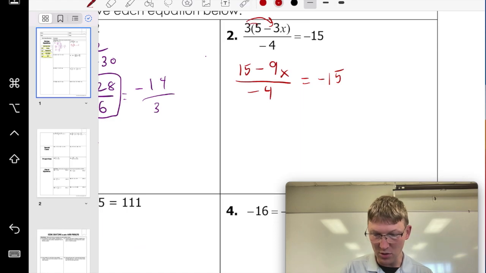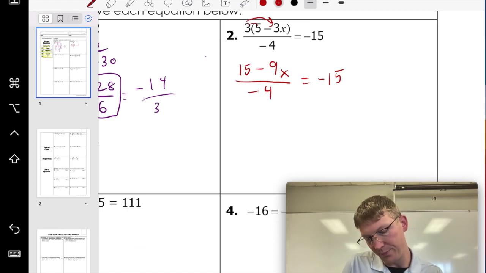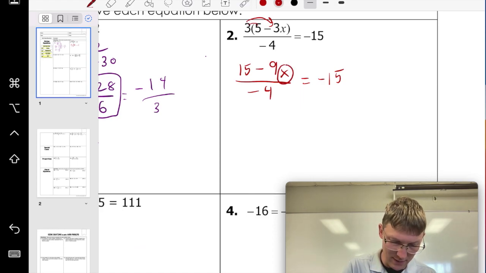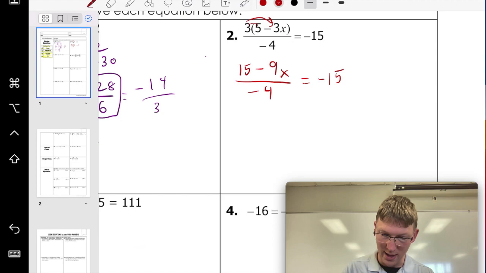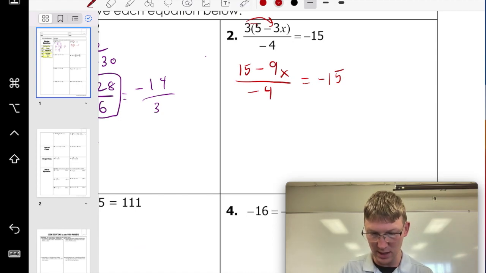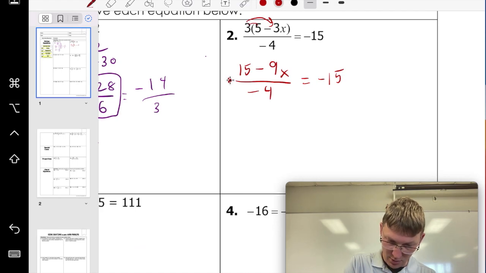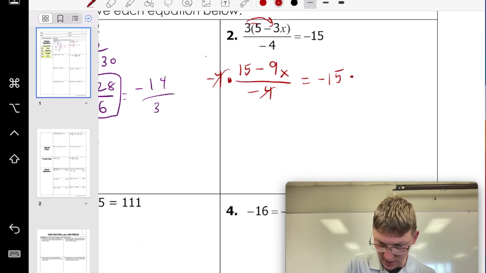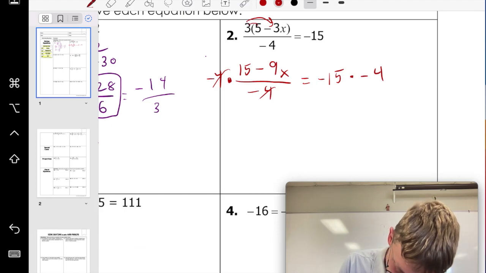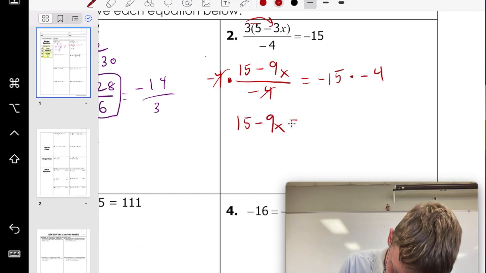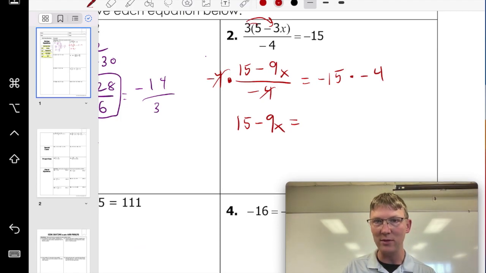Move variables to one side. I'm probably just going to leave the x on the left side. Doesn't matter if you want to move to the left or the right, whatever. But this negative 4, that's kind of in the way. So again, we're going to use the identity property, but we're going to do whatever we do to both sides of the equation. So if I multiply this side by a negative 4, that's going to cancel these out and turn that into a 1. I also have to multiply this side by a negative 4. So I just multiplied both sides of the equation by a negative 4. So then we got 15 - 9x = -15 times -4, which is positive 60.